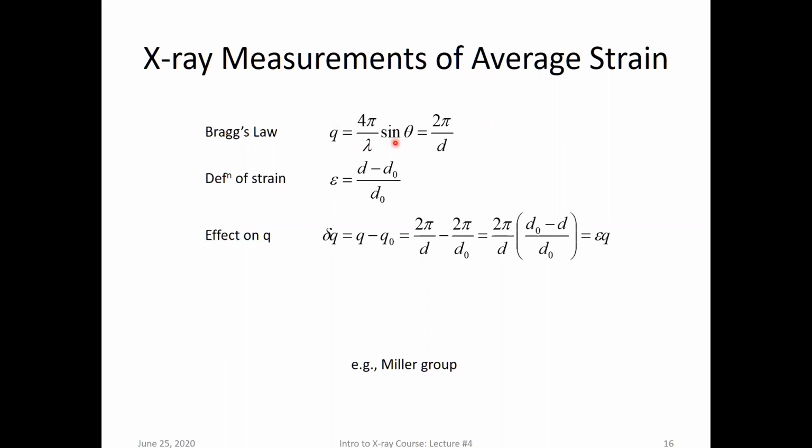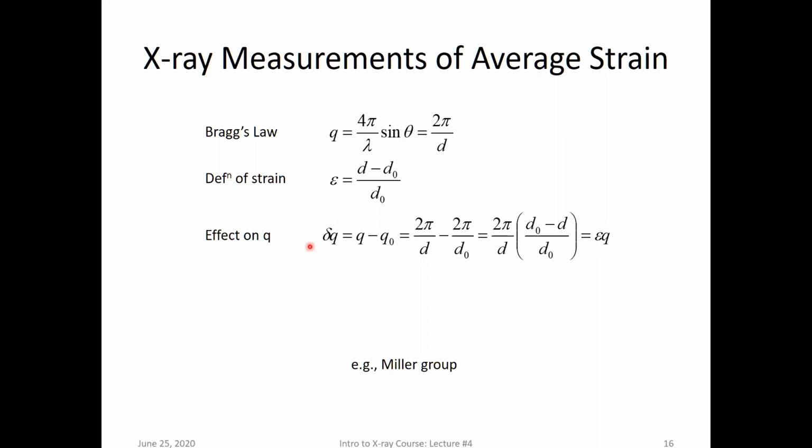Bragg's law is that lambda is 2d sine theta. I can rewrite that in terms of q's. So q is 4 pi over lambda times sine theta. Remember, q is just 2 pi over d. I can define the strain of a material rather than the displacement field. The intrinsic property is actually strain. So that's the displacement, d minus d naught, over d naught. So I just have to normalize out the size of my sample.